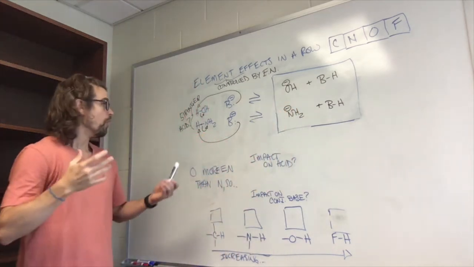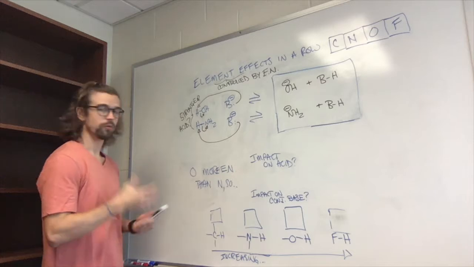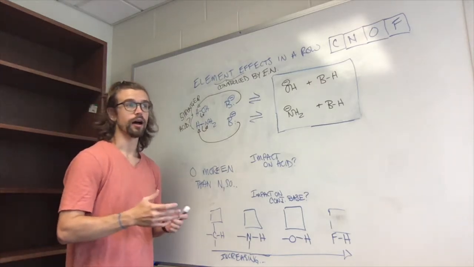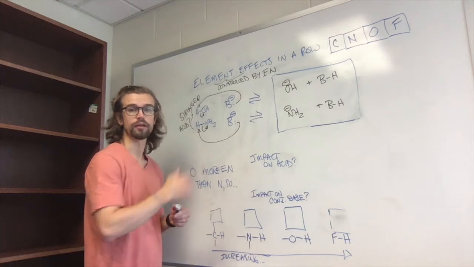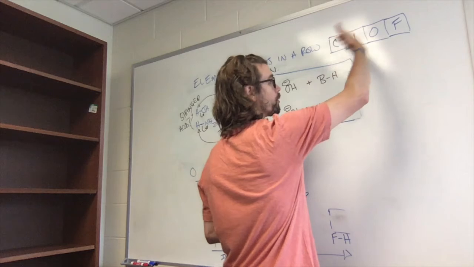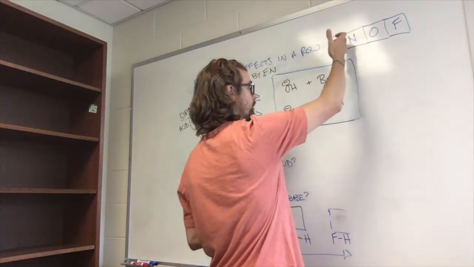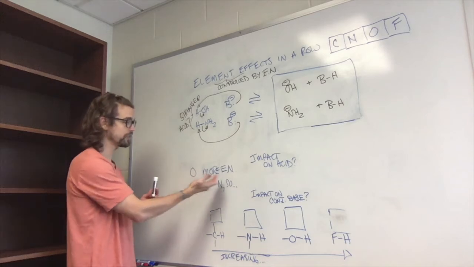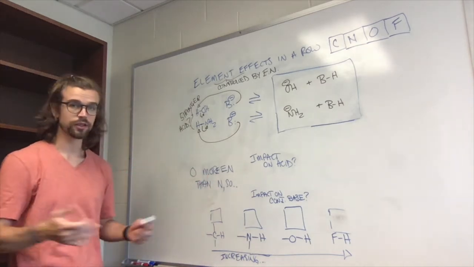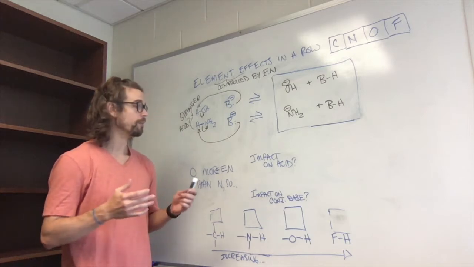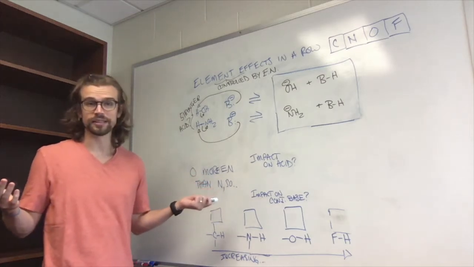So which one was a stronger acid? Well, what we do know is that the trend in electronegativity is that the top right of the periodic table has the most electronegative atoms. So of these four that we've shown right here, fluorine's the most electronegative, carbon's the least electronegative, and we know that oxygen is more electronegative than nitrogen. So how does that explain the acidity trend?